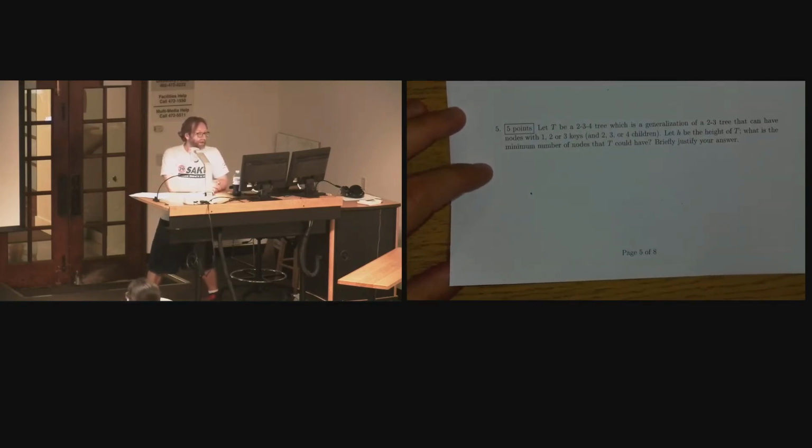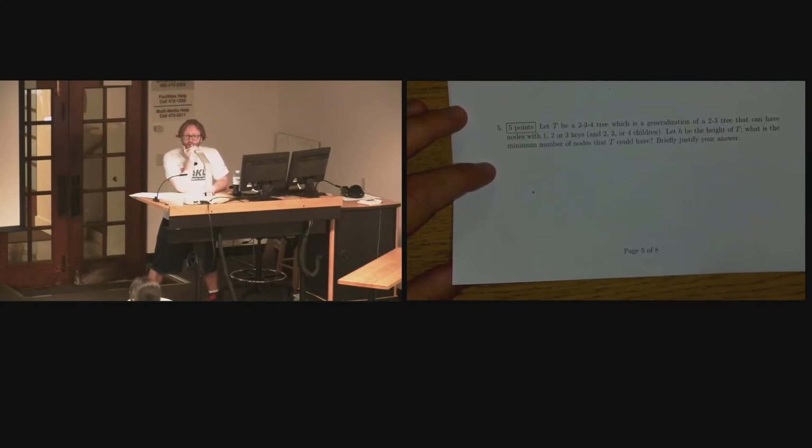Let T be a 2-3 tree, a 2-3-4 tree, which is a generalization of a 2-3 tree that can have nodes with 1, 2, or 3 keys, and thus 2, 3, or 4 children. Let H be the height of T, or you can use D as the depth of T. What is the minimum number of nodes that T could have? This is kind of a red herring question, in that it doesn't matter that it's a 2-3 tree, 2-3-4 tree.